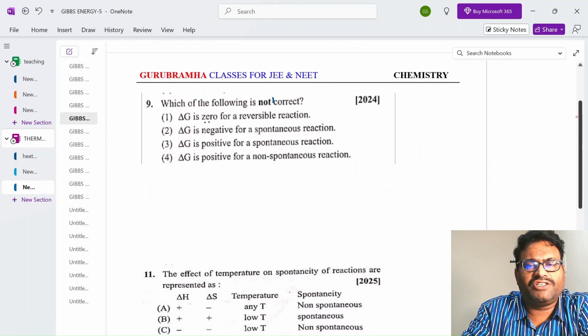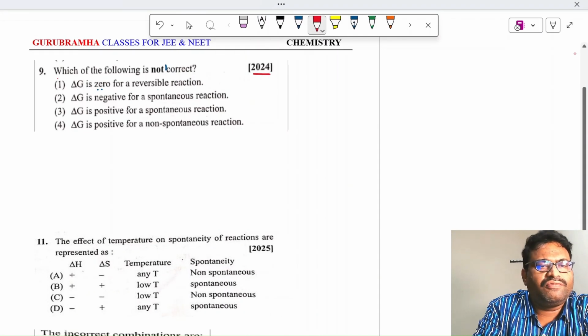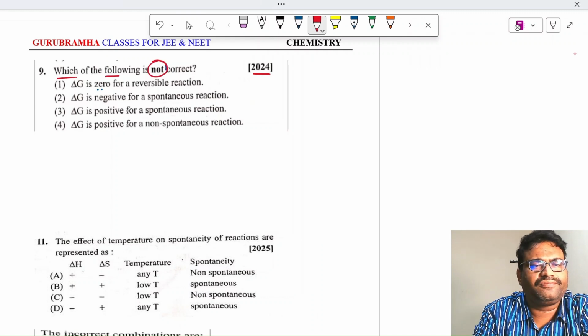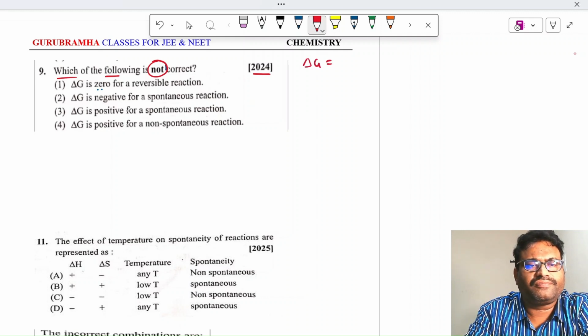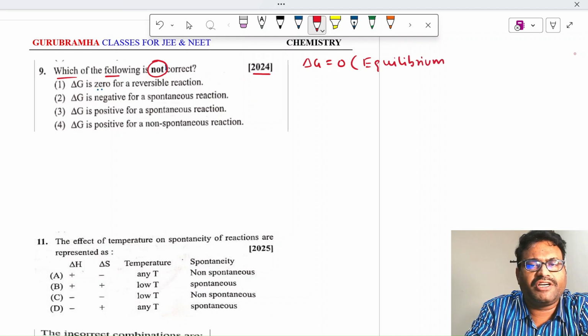Here is the question which is asked in very recent 2024. What is the question? Which of the following is not correct? So we know that delta G is equal to 0 for a process which is in equilibrium. We have studied this.